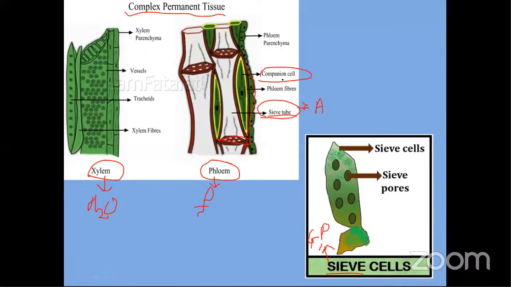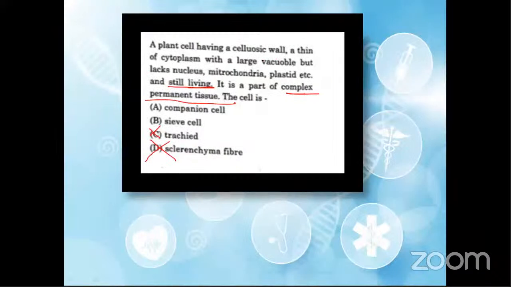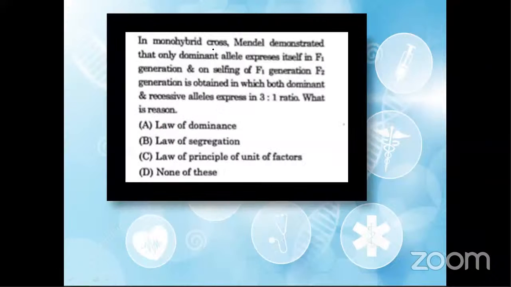Sieve tube हमेशा companion cell के साथ रहेगा, while a sieve cell will be alone. And the answer for this one, as we can know, it is lacking all of this. Large vacuole तो है, but nucleus नहीं है, mitochondria नहीं है, plastid नहीं है, और living भी है. And we just now said the sieve cells are not differentiated, not developed. Therefore, the right answer for this one is the sieve cell, B. Yes. Okay, did you understand this one, people? Did you understand? Yes, ma'am. Okay, chalo.